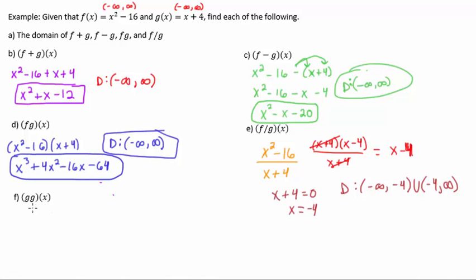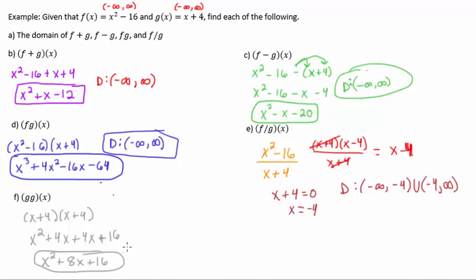Last part, f composed with g, or g times g of x, and so we would just take x plus 4 times x plus 4 and multiply that together. So if it was f times f or g times g, if they use the same letter twice, you just use the same function twice. So this would be foiling: x squared plus 4x plus 4x plus 16, and then add the middle terms together. And it doesn't ask us what the domain is, but again, no fractions, no square roots, so this is all real numbers for this domain.